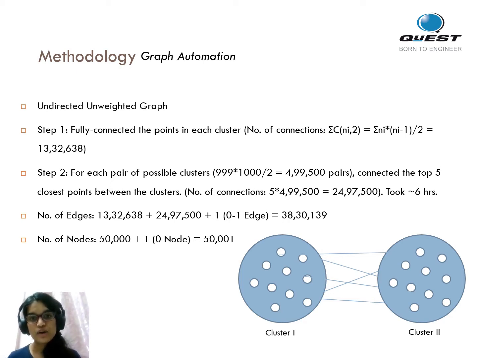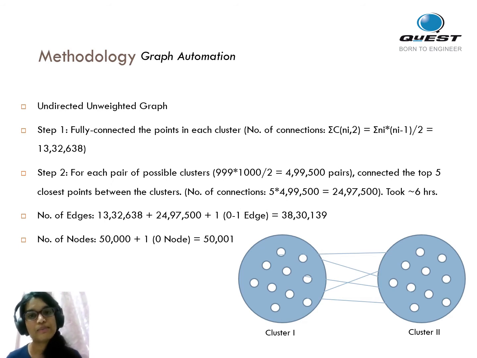So after step one, since we already have fully connected individual clusters, this is an incomplete graph because we cannot reach a point from any other point; it is not guaranteed. So we tried to make it a fully connected or complete graph by interconnecting the clusters. We iterated through all the possible combinations between any two clusters, and we took the five closest distances and connected these.